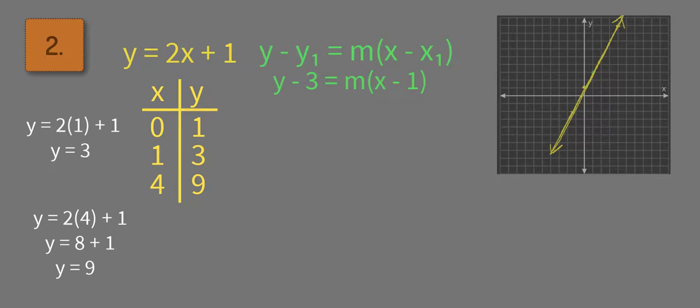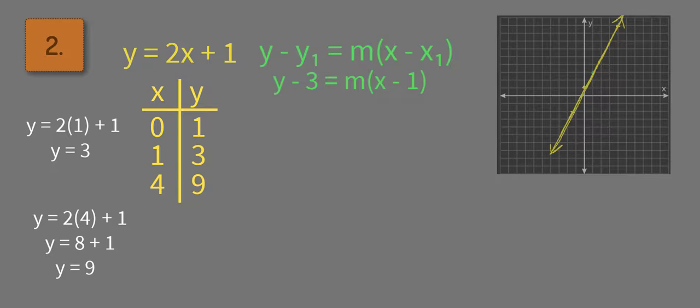And it doesn't matter what the slope is as long as it's not 2. If the slope is not 2, these lines will intersect. If the slope is 2, then we're going to have parallel lines. But since we already know it's passing through the point 1, 3, if we use the same slope, we'd end up with the same line.